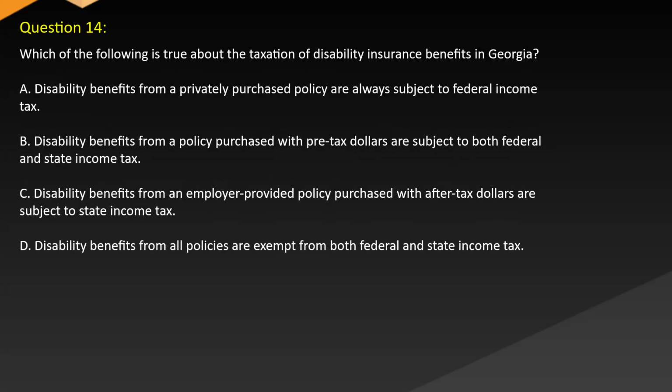Question 14. Which of the following is true about the taxation of disability insurance benefits in Georgia? A. Disability benefits from a privately purchased policy are always subject to federal income tax. B. Disability benefits from a policy purchased with pre-tax dollars are subject to both federal and state income tax. C. Disability benefits from an employer-provided policy purchased with after-tax dollars are subject to state income tax. D. Disability benefits from all policies are exempt from both federal and state income tax.